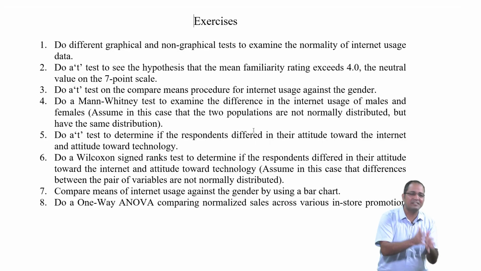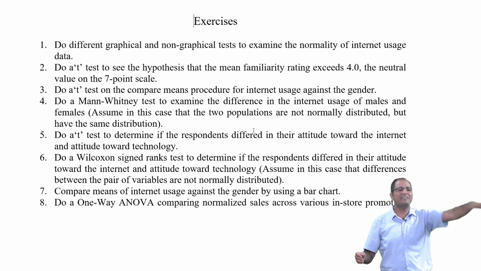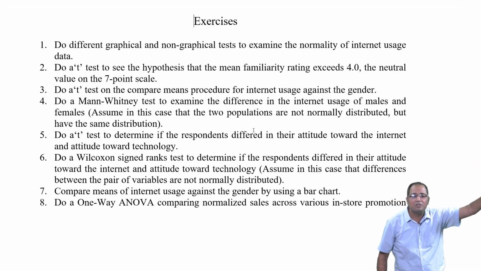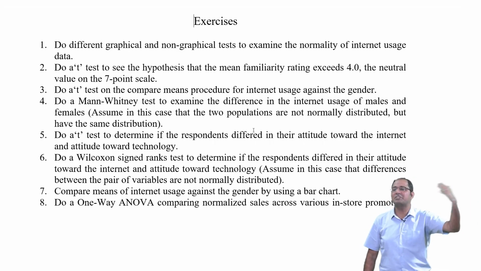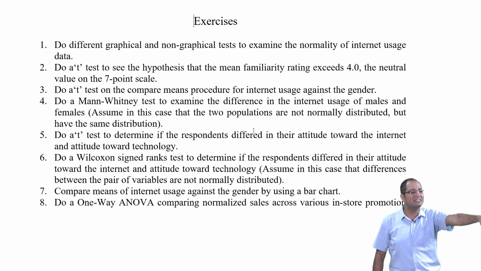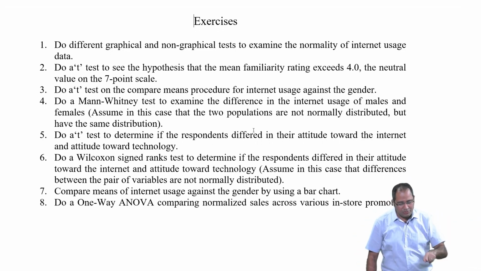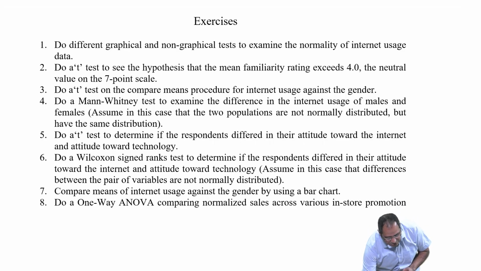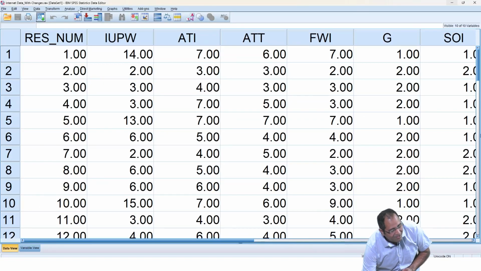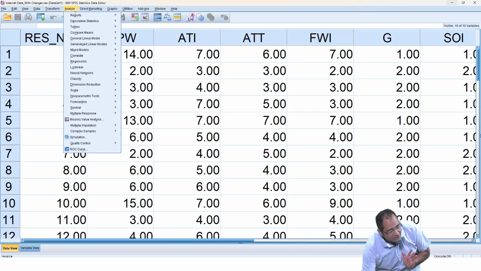If the sample size is 30 or greater, then you need not worry whether the population is normally distributed or not, because the sampling distribution will be normally distributed. But if the sample size is less than 30, you need to worry whether the population is normally distributed. So you need to conduct this graphical and non-graphical test for the normality of internet usage data. We will quickly do it, although they are not very important, but we'll do it still.